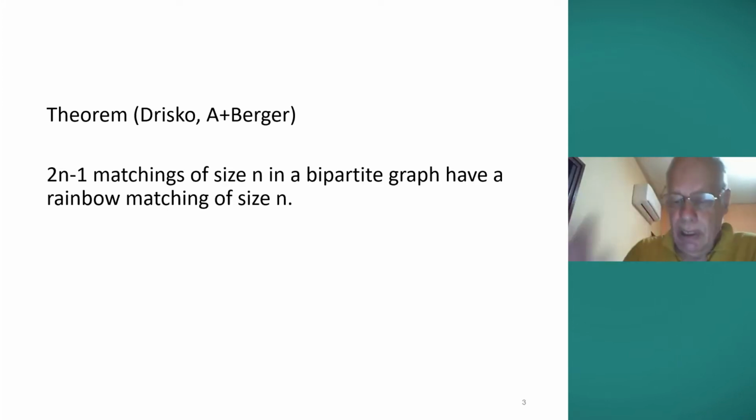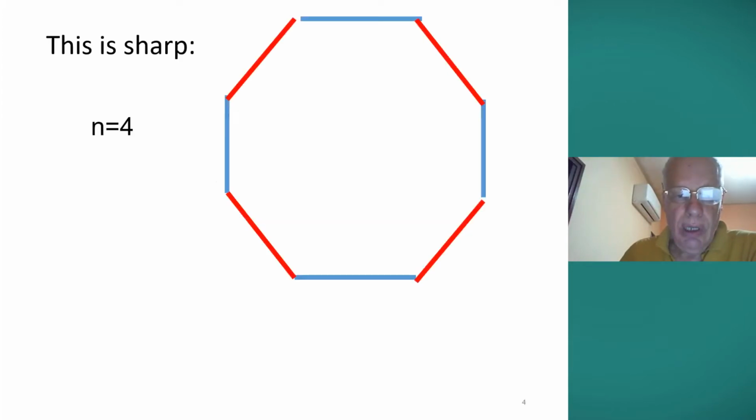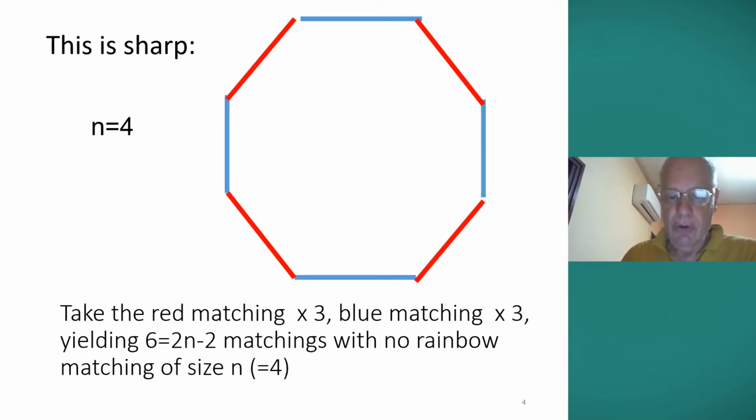Okay. So let me show you sharpness. Why is it sharp? This will give you some feeling for the gist of the theorem. So take n equals 4, and look at this cycle of length 8, and take the red edges 3 times, and the blue edges again 3 times. So you get together 6 matchings of size 4, and they do not have a rainbow matching of size 4. Why is that? Because how does a matching of size 4 look like? It's either the blue edges or the red edges. There is no other matching of size 4 in this picture. Okay. So if it's the red edges, you do not have 4 sets to represent them.